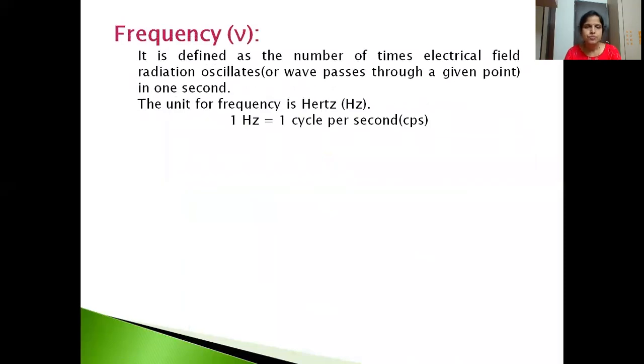Then there are some terms related to this light wave. The first is frequency. What is frequency? Frequency is the number of waves that pass through a given point, and the unit of frequency is hertz. 1 hertz is equal to 1 cycle per second. A cycle is one complete wave, and one cycle per second is counted as 1 hertz.